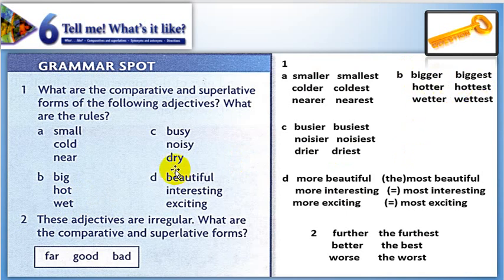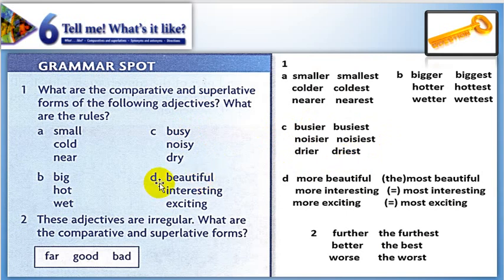C, we have busy, adjectives with more than one syllable. Noisy, dry. They end with Y. So we omit the Y and add I-E-R or I-E-S. Busy, busier, busiest. Noisy, noisier, noisiest. Dry, drier, driest. الأكثر جفافا.